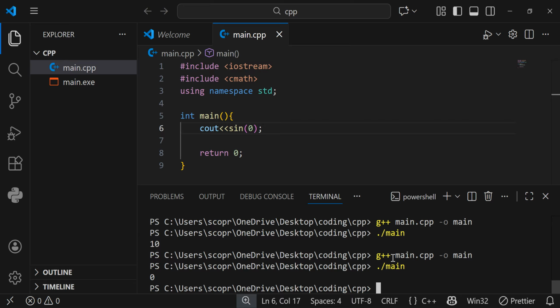Okay, so in summary, we learned how to use math functions like square root, sqrt, power, pow, and absolute, which is abs, and rounding functions, minimum and maximum, and trigonometric functions in C++. So always remember to include the cmath library when working with math functions.